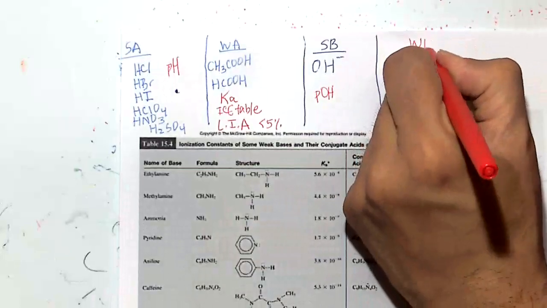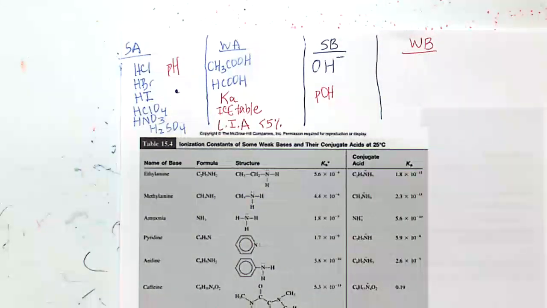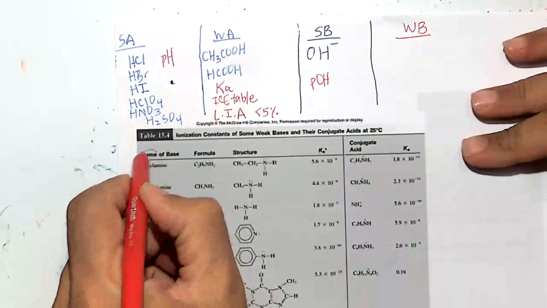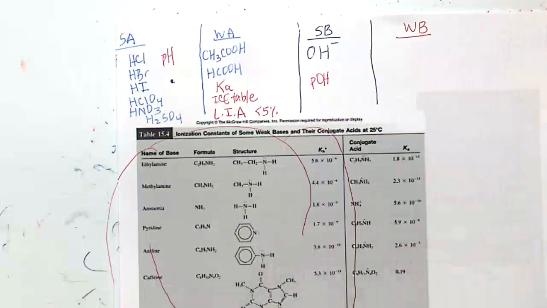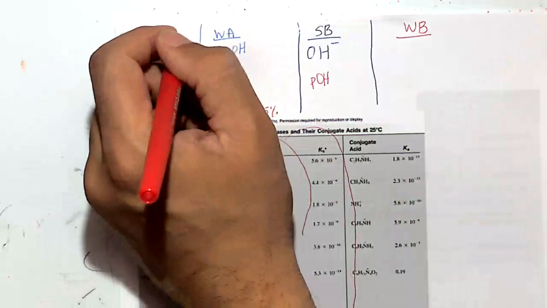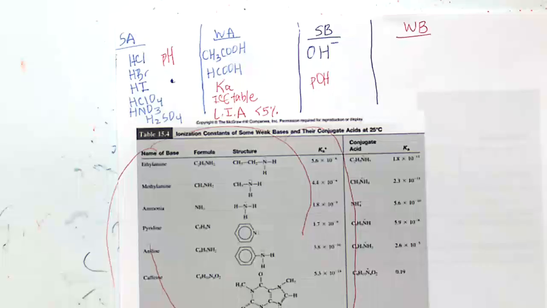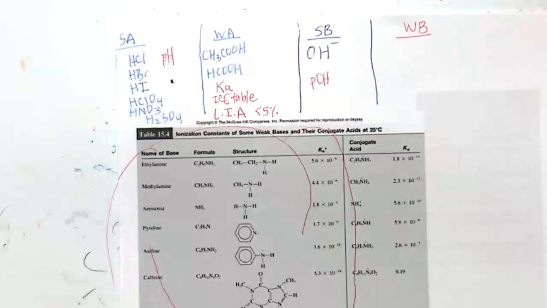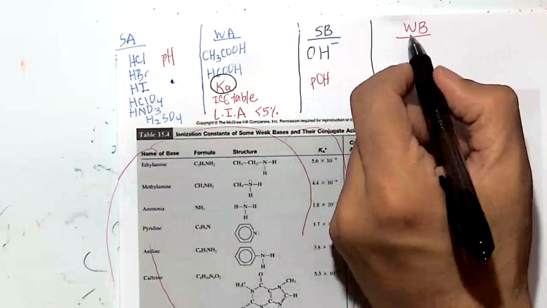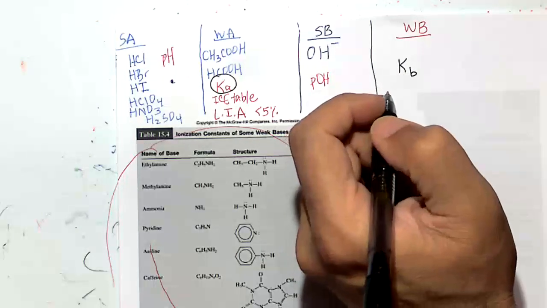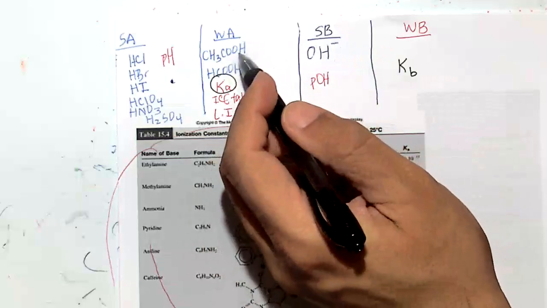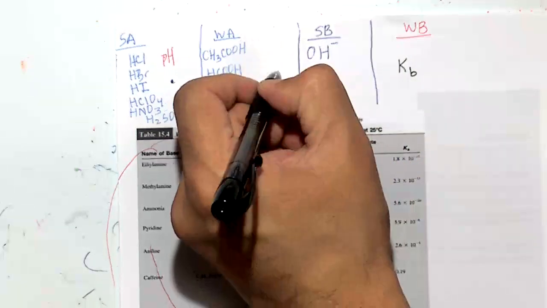And then finally the weak bases. So what are our weak bases? Things that are in this table are weak bases. This is not something you need to know. I'll give it to you, and of course I'll give you the Ks. Speaking of Ks, for acids I have to give you a Ka. What do I have to give you here? Not a Ka, but what? Kb.